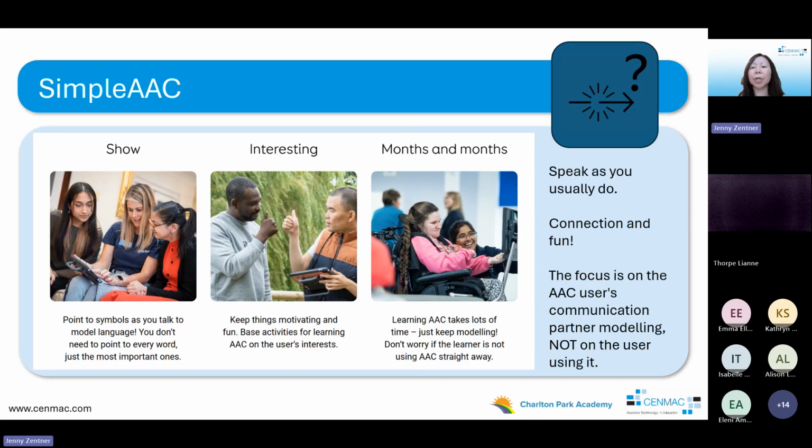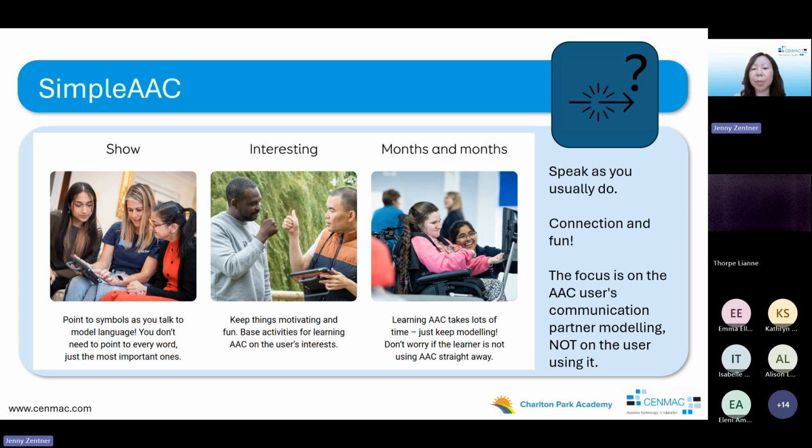S is for show. Point to symbols as you talk to model language. You don't need to point to every word, just the most important ones. We saw examples of that in the modelling videos. You speak as you usually do and just point to the key words. I is for interesting. Connection and fun comes before the AAC modelling. The AAC user is more likely to engage if they are having fun or if they're interested in the activity.